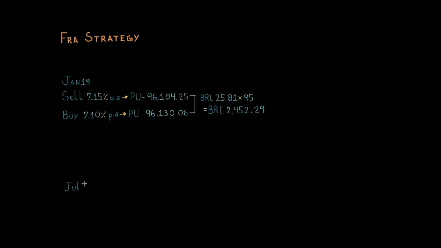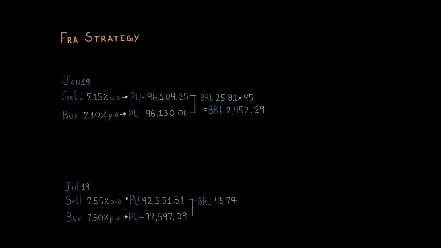In July 2019 transactions, 100 contract quantities at 7.55% PA were bought with a PU of 92,551.31 and the same-day sale at 7.50% PA with a PU of 92,597.09. This resulted in a loss of 4,578 Brazilian reals and 9 cents. The final result of the transactions was a loss of 2,125 Brazilian reals and 81 cents.